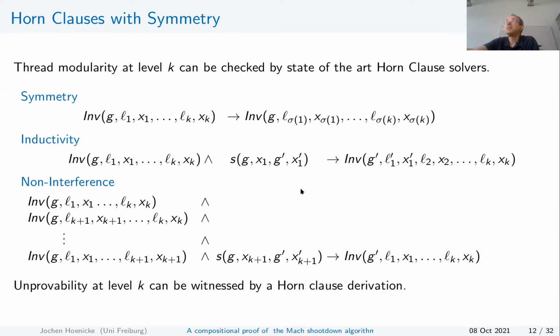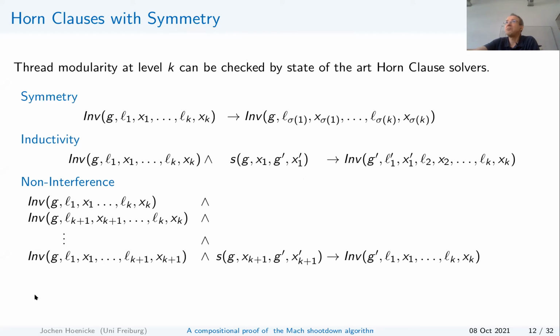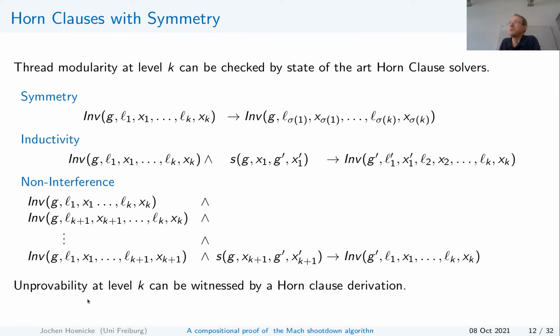Yeah, why is it so? This unprovability at level K can be witnessed by a Horn clause derivation. There's a remark here. If you cannot find an invariant for K threads, then you actually see this by a counterexample. You basically see something very similar to a trace of your program that leads to the error location. But this trace basically uses these non-interfering clauses.